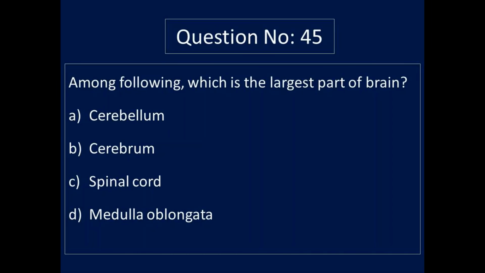Question number 45. Among following, which is the largest part of brain? Option A, cerebellum; B, cerebrum; C, spinal cord; and option D, medulla oblongata. The right answer to this question is option B, cerebrum. Cerebrum is the largest part of brain.